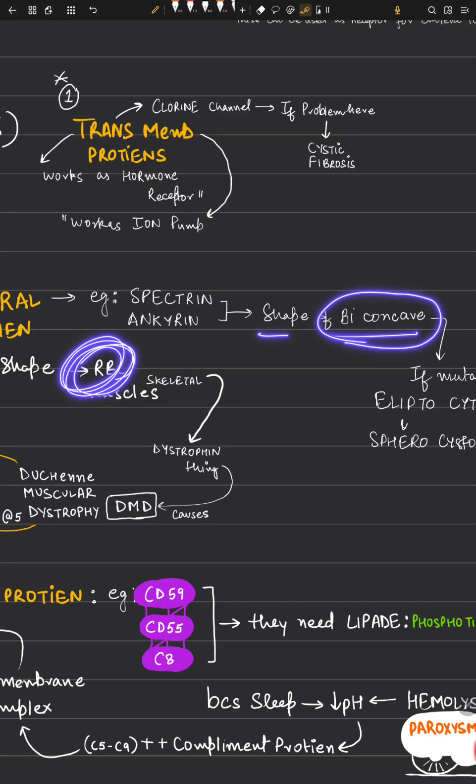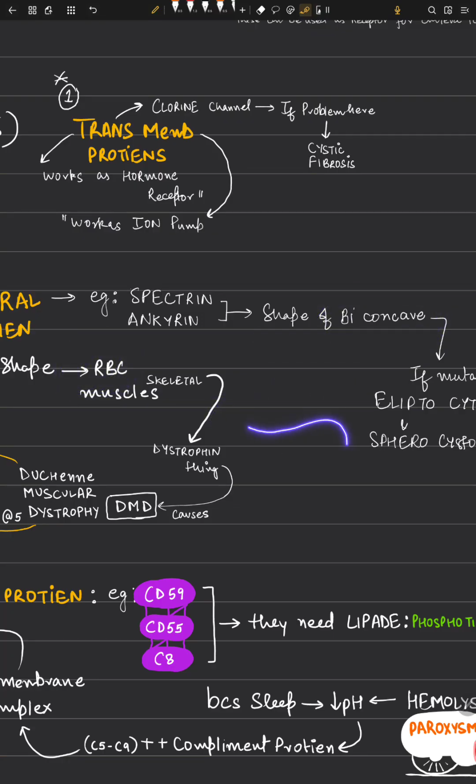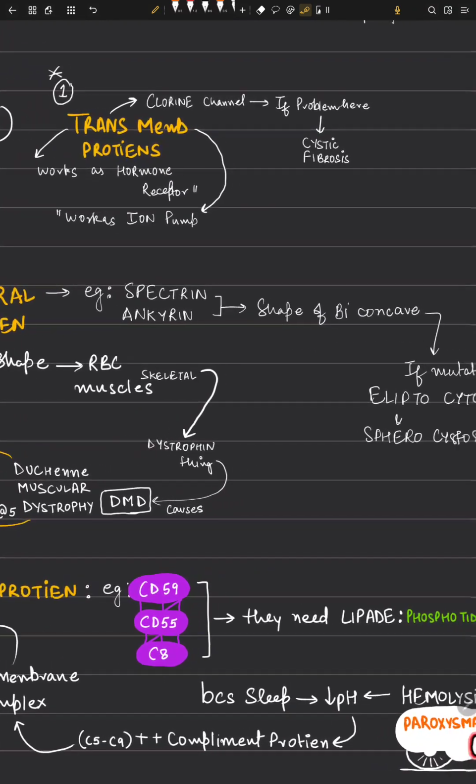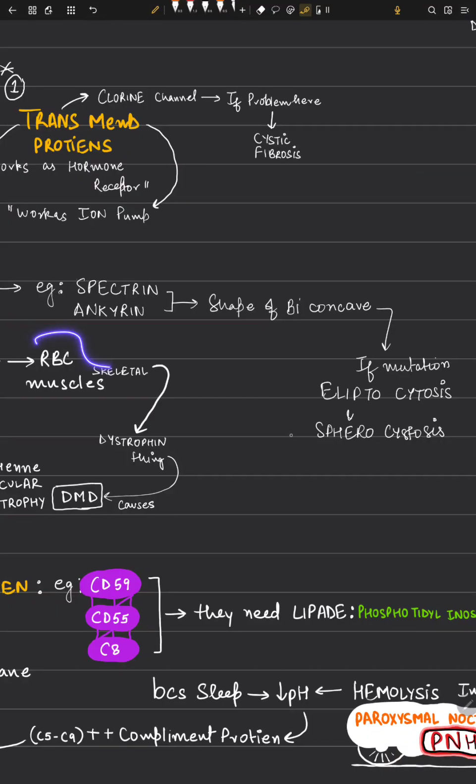I'm talking about the shape of RBC. It's biconcave like this. Okay, wait, let me draw the biconcave. It's a lateral view. We are looking from the side. So, biconcave. Why do we need RBC biconcave? We need this shape because if we don't have the shape, the RBC cannot twist and cannot turn, and they cannot pass through small passages in the body.